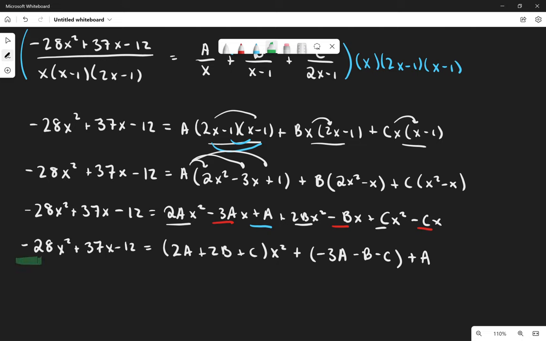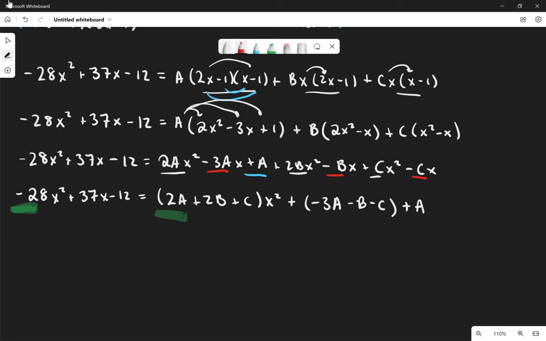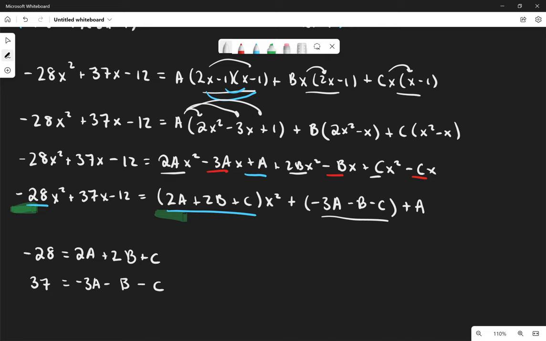And now, just like before, I have a quadratic here. Well, not just like before. Before I had a linear, but now I have a quadratic over here and a quadratic over here. All of those constants better match up if those quadratics are the same quadratic. So I've got negative 28 equals 2a plus 2b plus c. That's from setting these two equal. I've got 37 equals this. And then I've got negative 12 is my constant.